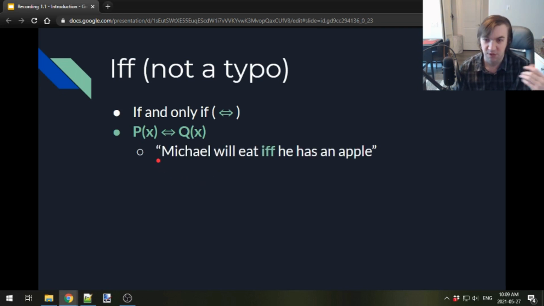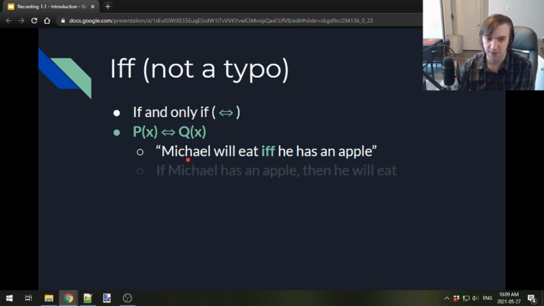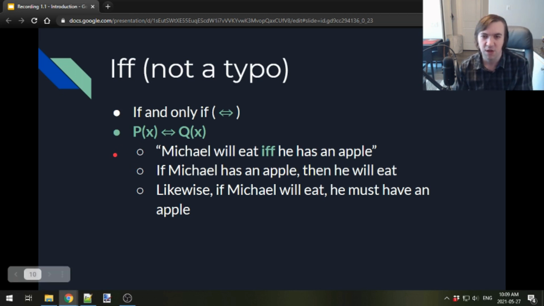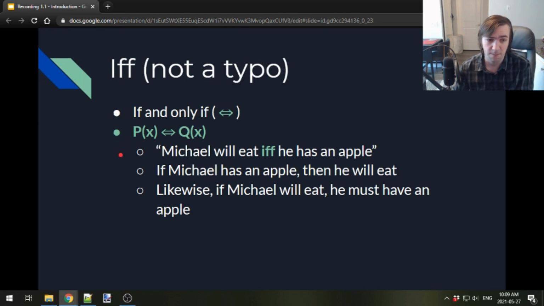So you would say that Michael will eat if and only if he has an apple. If I'm not eating, I must not have an apple. If I do have an apple, then I must be eating. If I have an apple, then I will eat. If I will eat, I must have an apple. And this is if and only if. You will see this a fair bit in this course because it usually means that we have 2 predicates that are really strongly related to each other, and sometimes you need to be able to show this by showing that the implication works both ways.